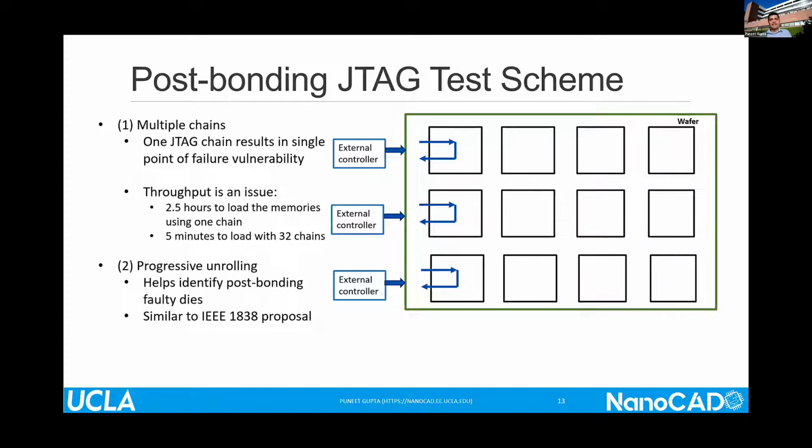The second aspect was this chaining or progressive unrolling, which is also, I think, part of the IEEE 1838 standard, or at least the proposal of the standard, which is we have essentially a loop back from every tile in the JTAG interface. So you could test and unroll specific parts of the chain to diagnose where the fault happened, piece by piece.